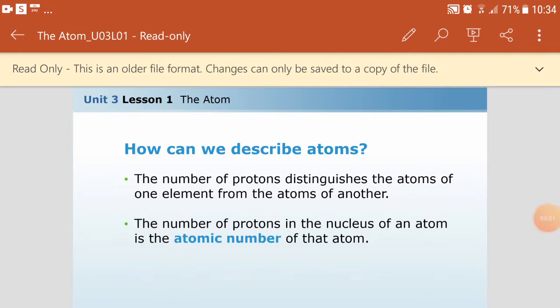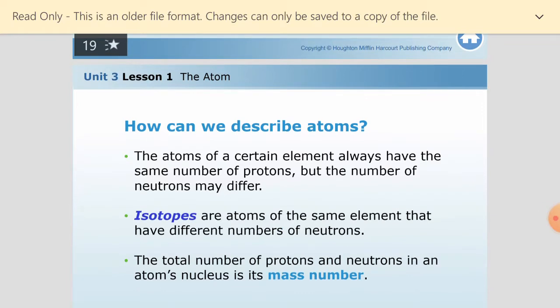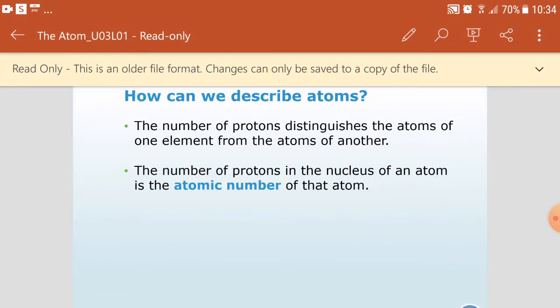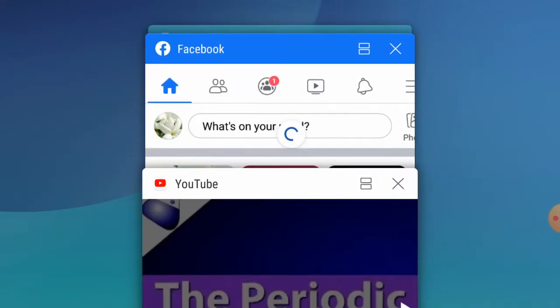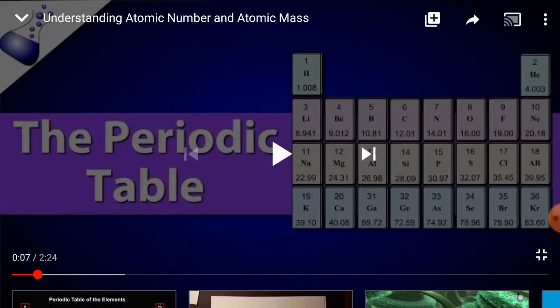Good morning. Today we'll talk about the atomic number and the mass number. What is the atomic number? Actually, let's talk about it here.